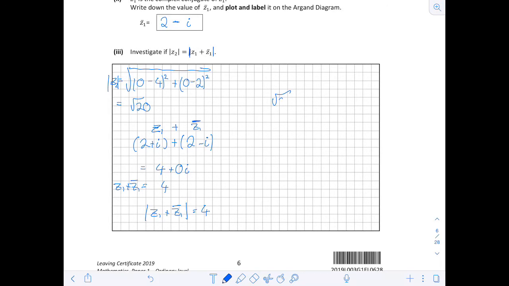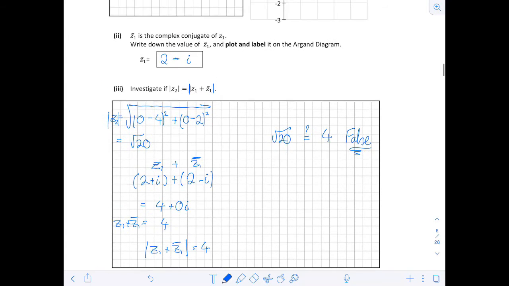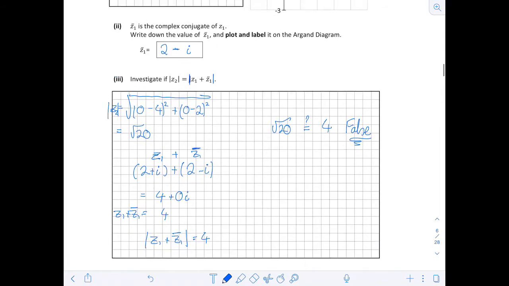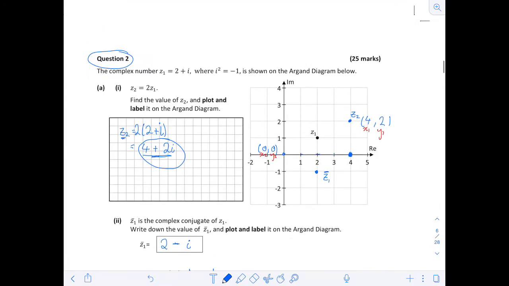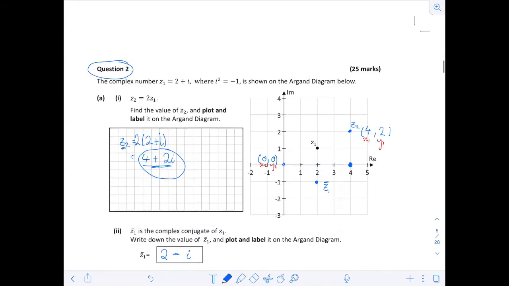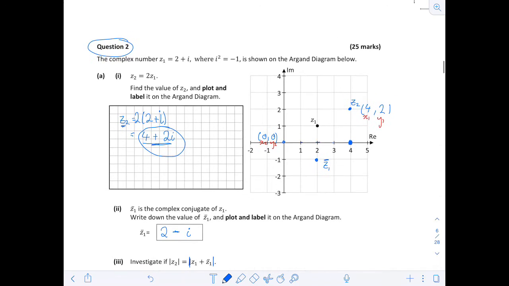And is the square root of 20 equal to 4? I don't think so. False. Okay, so it's not equal. So we've done our investigation and it turns out they're not equal. Okay, so that's question 2, 2019. So that gives you an example of what to expect in your Leaving Cert.